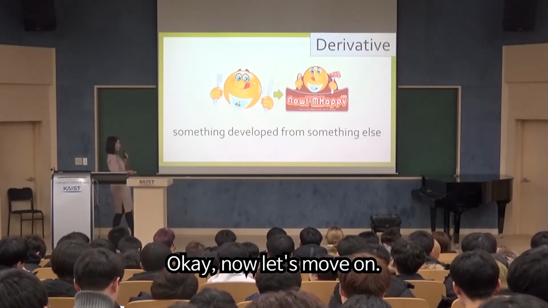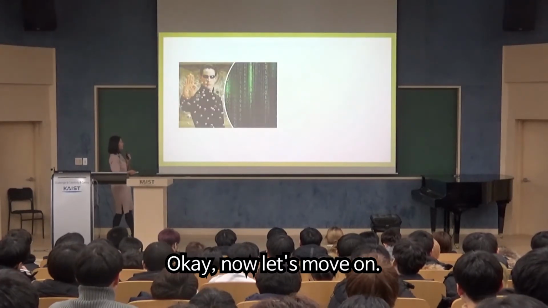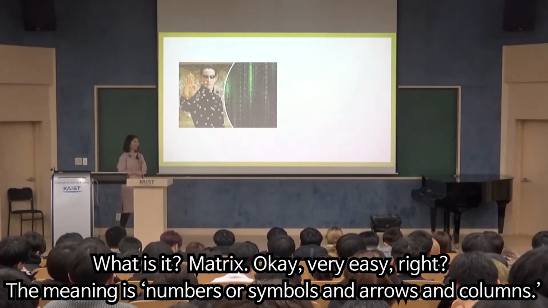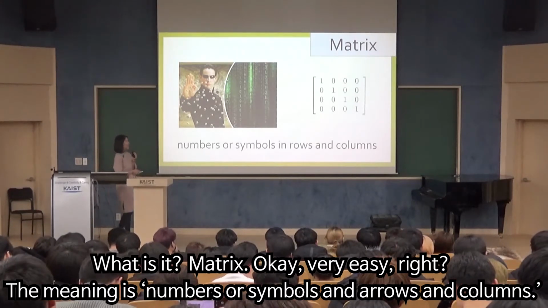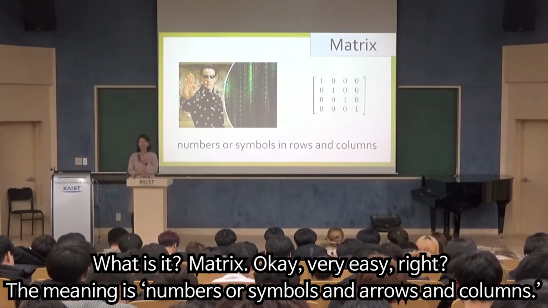Okay, now let's move on. What is it? Matrix, okay, very easy, right? Numbers or symbols in rows and columns.